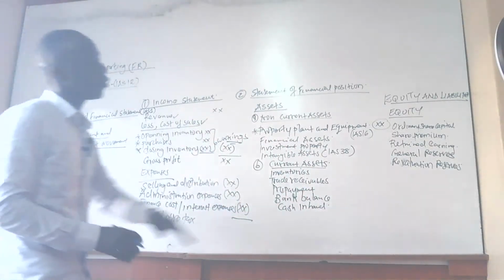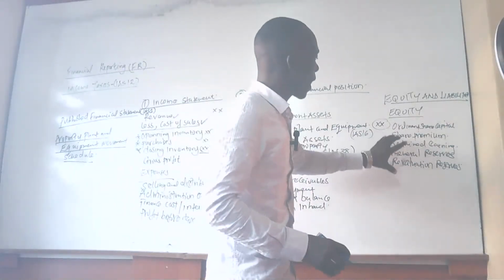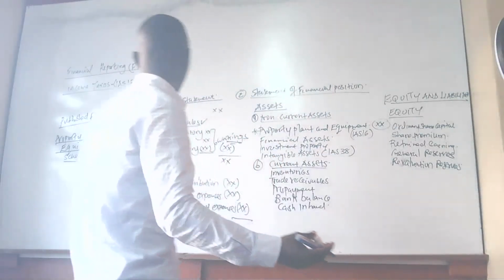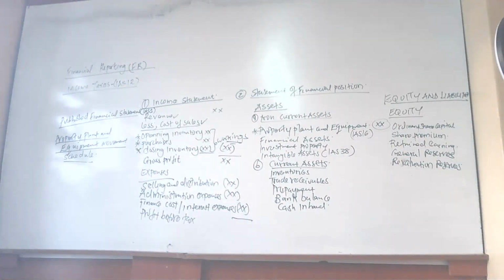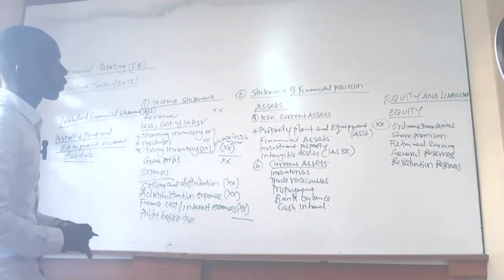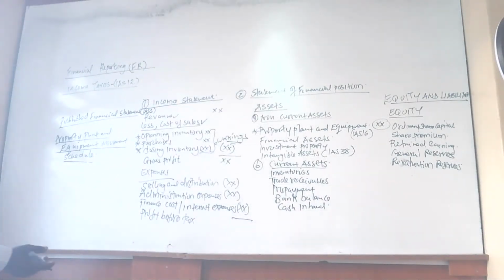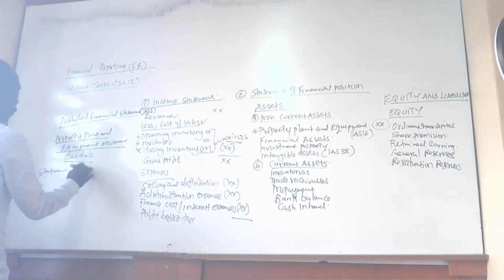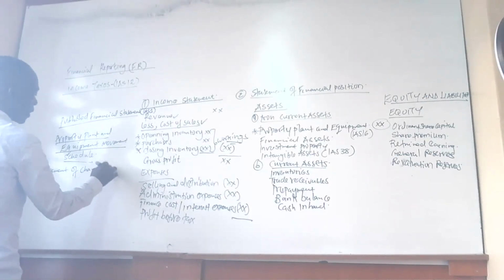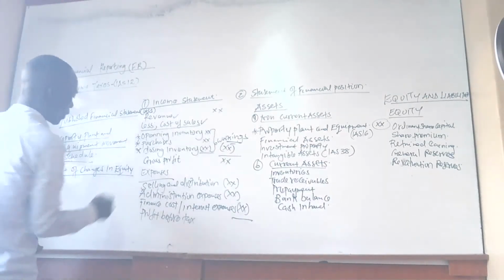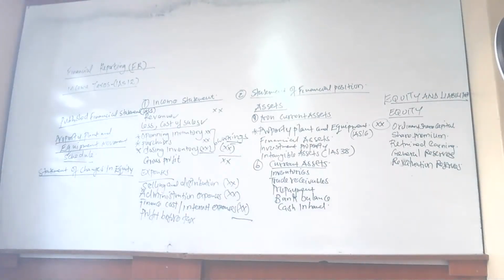Then how do you calculate this? These ordinary share capital, share premium, retained earnings, general reserves, and revaluation reserves can be presented in another statement. And that is what I will be talking about. Number three is what I'm going to discuss shortly, what we call the statement of changes in equity. It is presented under the statement of changes in equity.